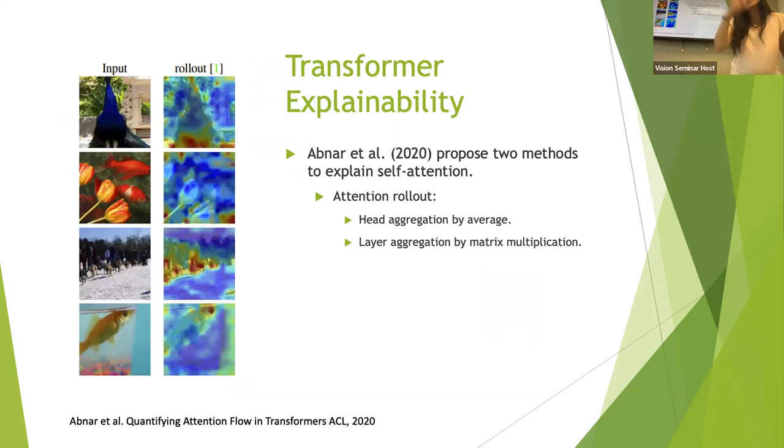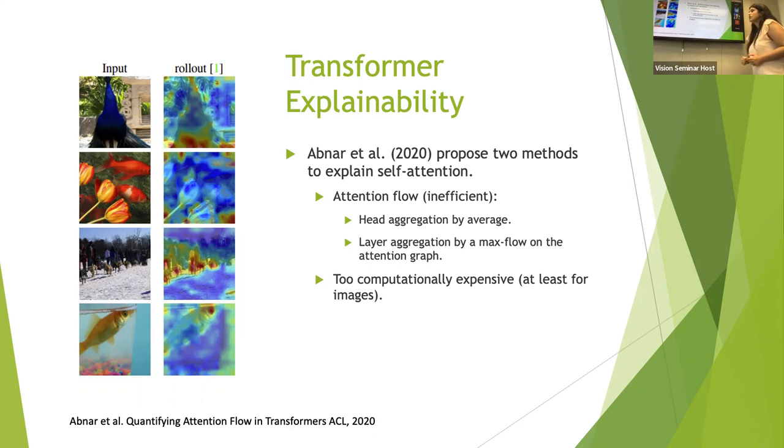So the attention roll-up mechanism is actually the first method to explain transformers that came out in 2020. And they proposed the two simplest solutions maybe that we can think of to solve those two issues: head aggregation by averaging. And again, remember we said different meanings to different heads, so that's maybe oversimplistic. And layer aggregation by matrix multiplication. And if you think about it, matrix multiplication from the end to the beginning kind of unravels the connections that were made by the attention mechanism. They also propose another method called attention flow, which evaluates the flow values in the attention graph, like a classic flow problem from algorithms, but it's too computationally expensive for images, say. So we're not really going to get into it.